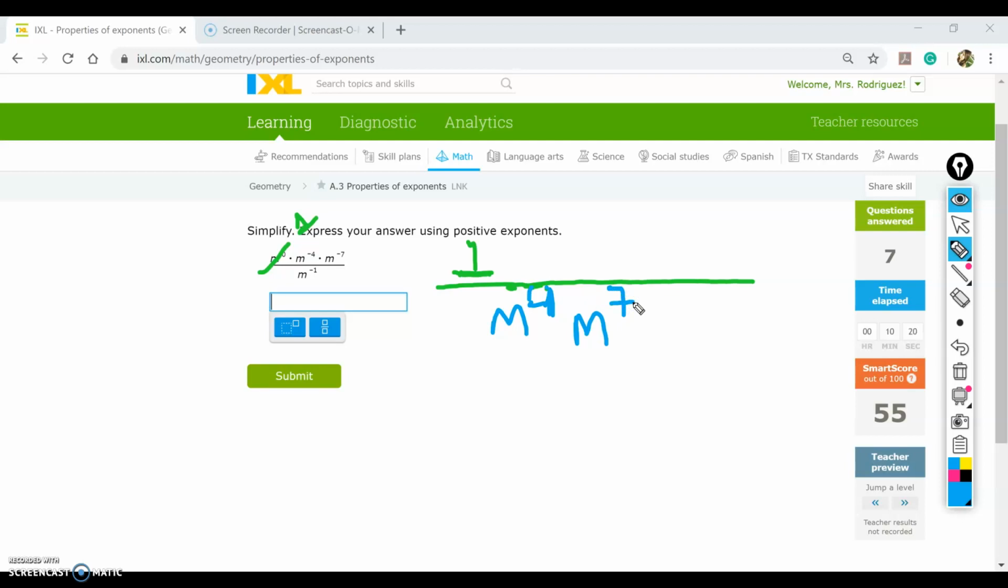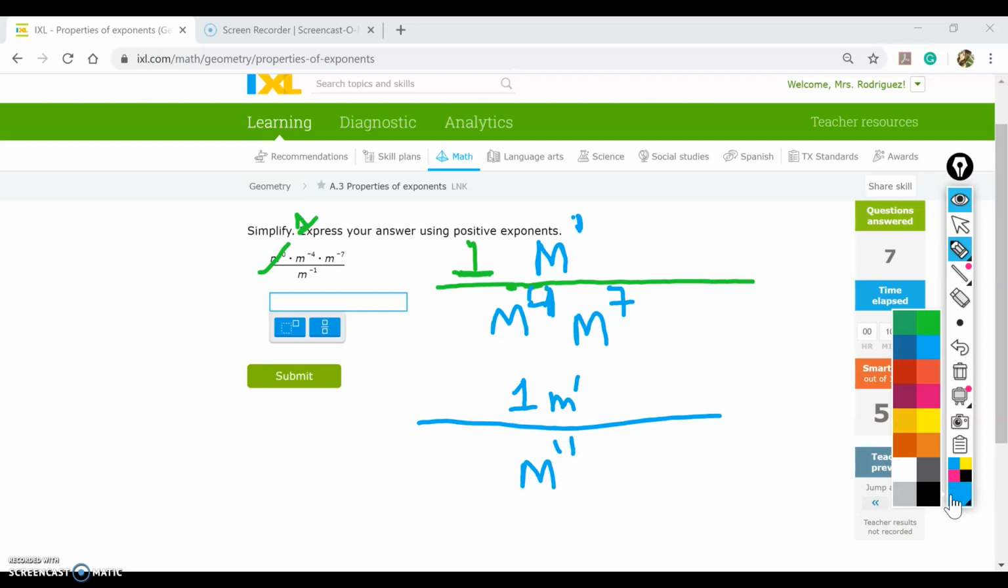Then look at m to the power of 1. It's on the bottom. I'm going to move it to the top. There you go. Now, I'm going to simplify here. So if I simplify, on the top I have 1m to the power of 1. And on the bottom, I would have 7 and 4, or 4 plus 7, which is 11. So I'm going to have m to the power of 11.